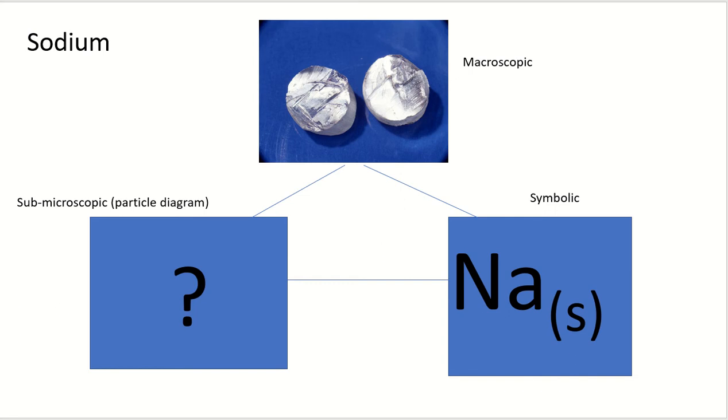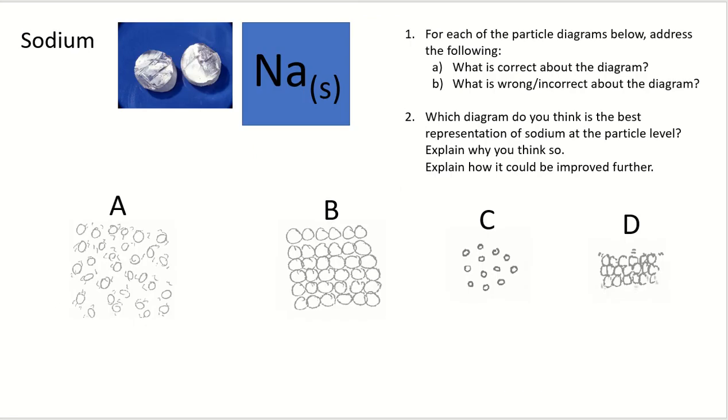So we're going to look at some examples of particle diagrams that students have drawn. And this is going to be the first part that you're going to write on your paper. So we're going to look at each of these particle diagrams, and I want you to do this for each one. For each particle diagram below, address the following. A, what is correct about the diagram? B, what is wrong or incorrect about the diagram? And then 2, which diagram do you think is the best representation of sodium at that submicroscopic level, that particle level? Explain why you think so, and explain how it could be improved further.